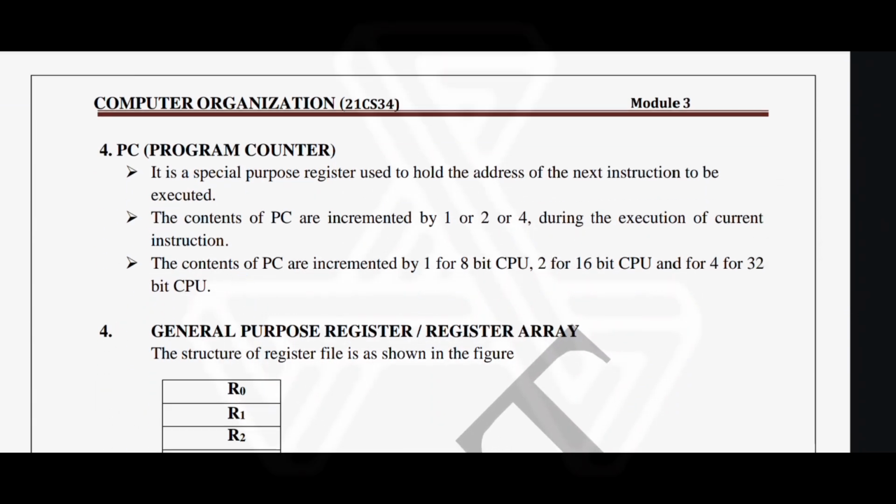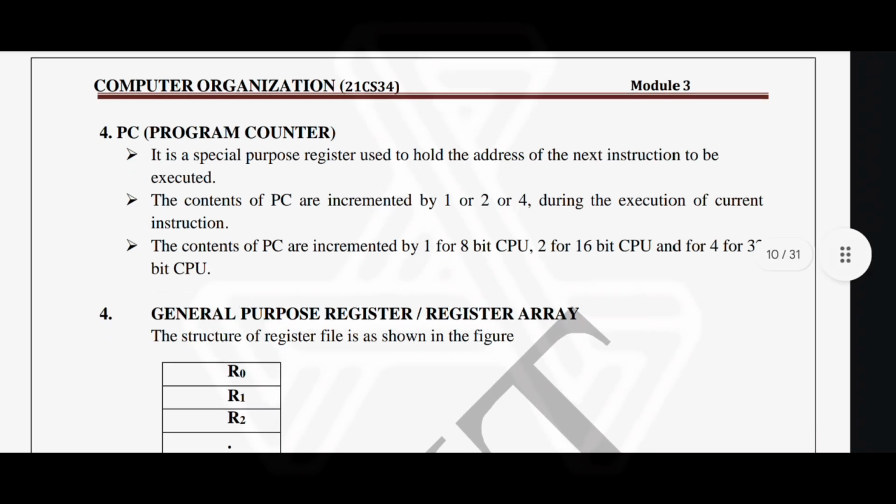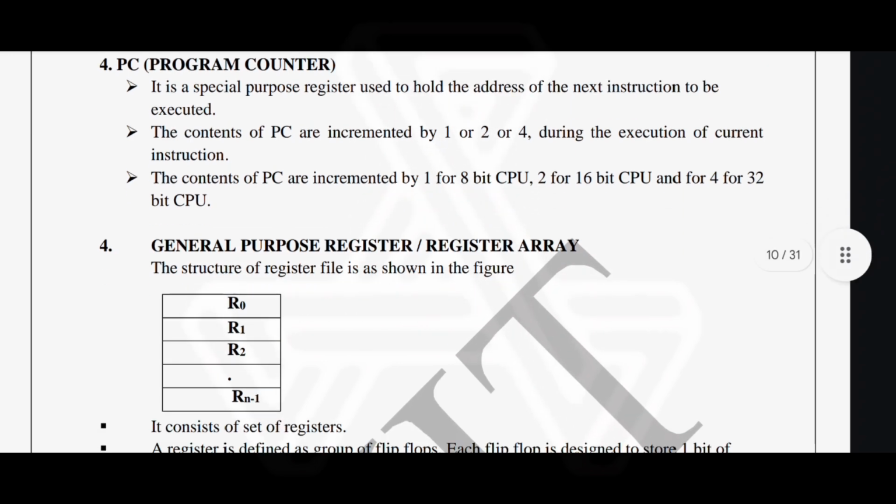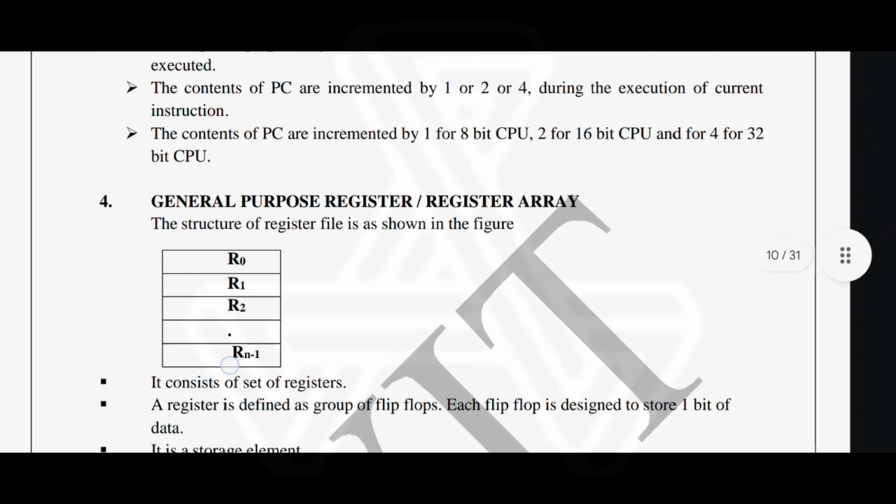PC, program counter, is a special purpose register used to hold the address of the next instruction to be executed. The contents of PC are incremented by 1 or 2 or 4 during the execution of the current instruction. Contents of PC are incremented by 1 for 8-bit CPU, 2 for 16-bit CPU, 4 for 32-bit CPU.